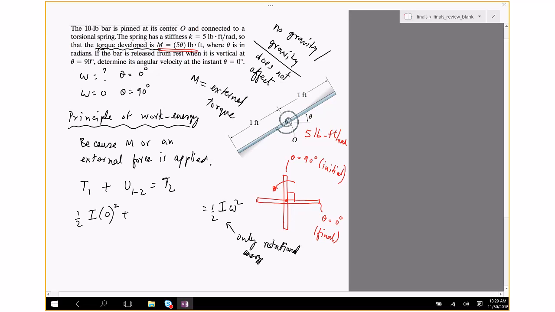Okay, so we're left with the work done, and that work done is due to M d theta. Theta goes from 0 to pi divided by 2.